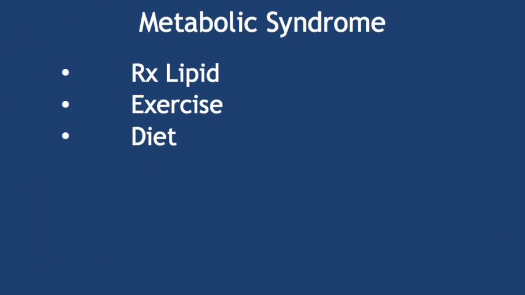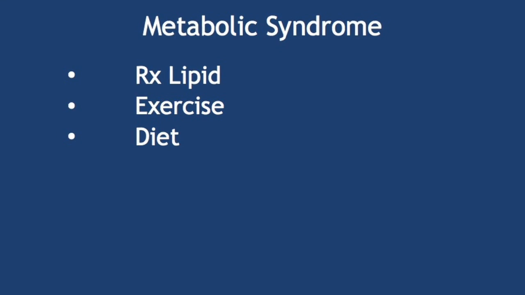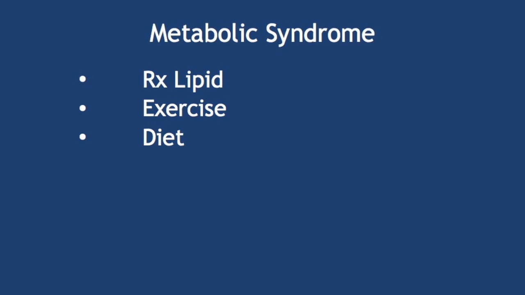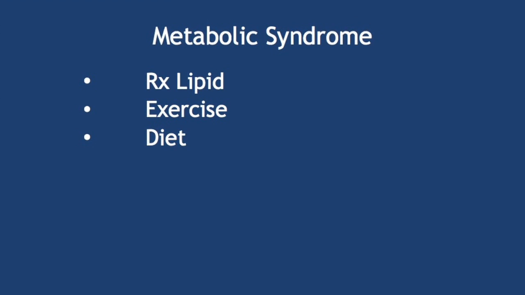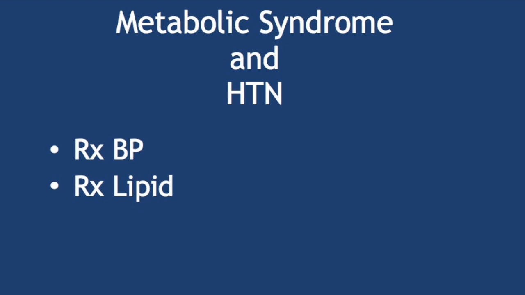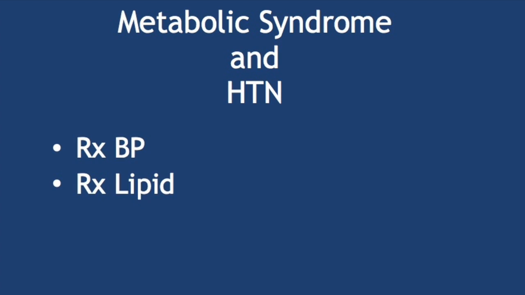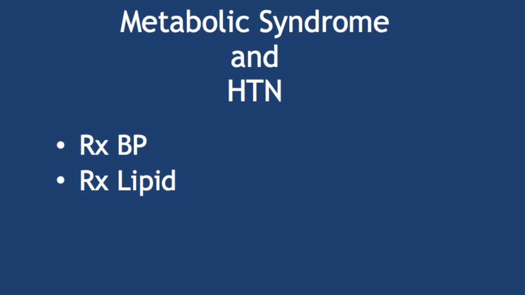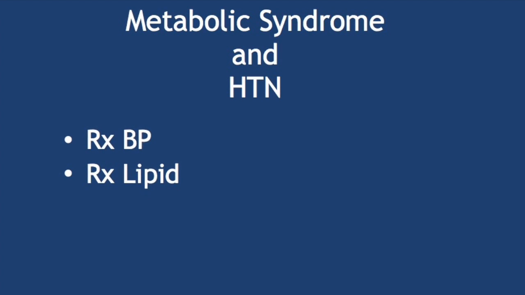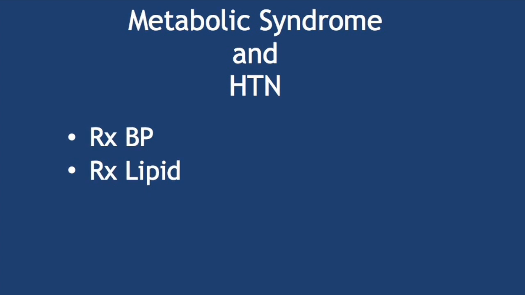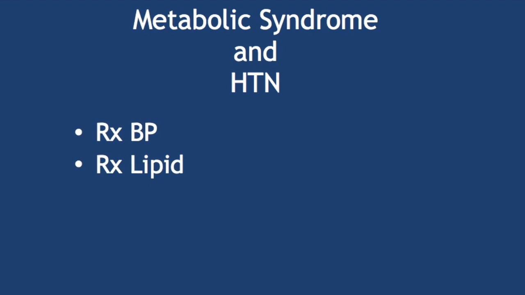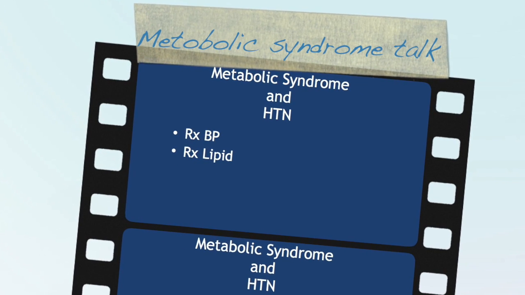To recap, if there's metabolic syndrome, it's important to treat lipids, begin exercise, and also treat with a diet. If there's metabolic syndrome with hypertension, then it is very important to treat both the metabolic syndrome and the hypertension aggressively. Of course, exercise, 10,000 steps, and diet are also important as well.